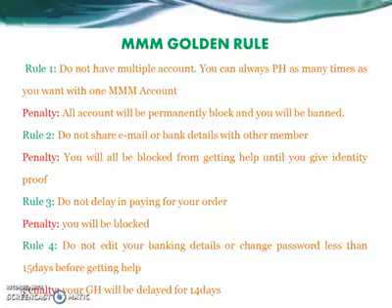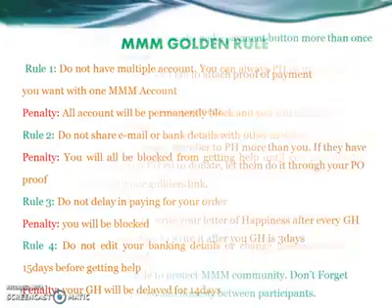Rule 2: do not share emails or bank details with other members. Penalty: you will be blocked from getting help until you give identity proof. Rule 3: do not delay in your payment for your orders, or else the penalty is that you'll be blocked. Rule 4: do not edit your banking details or change password less than 15 days before getting help. Penalty is your GH will be delayed for 14 days.